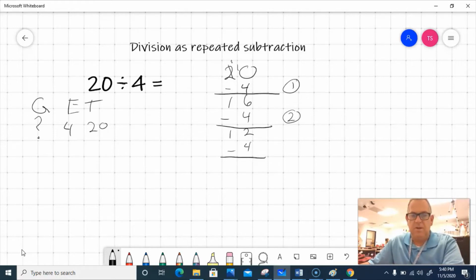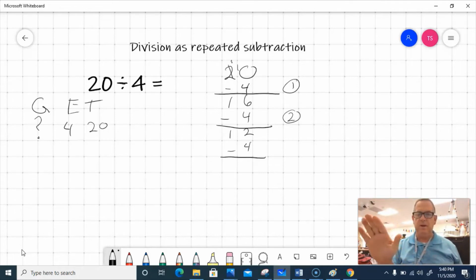Okay, I cannot take 4 from 2, but I can take 4 from 12, which I already have 12 right there. So I can count up from 4 to 12. So that's 4, 5, 6, 7, 8, 9, 10, 11, 12. So that's 8. So 4 from 12 is 8.